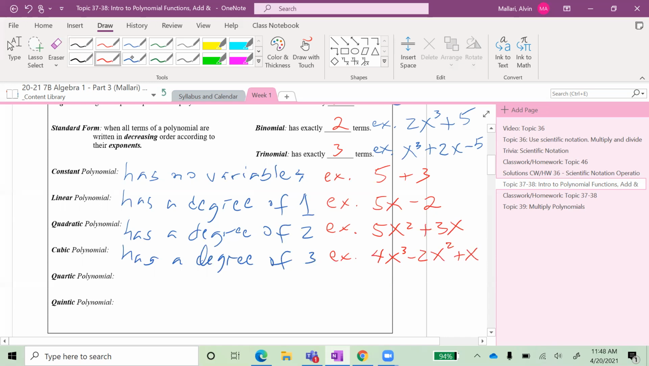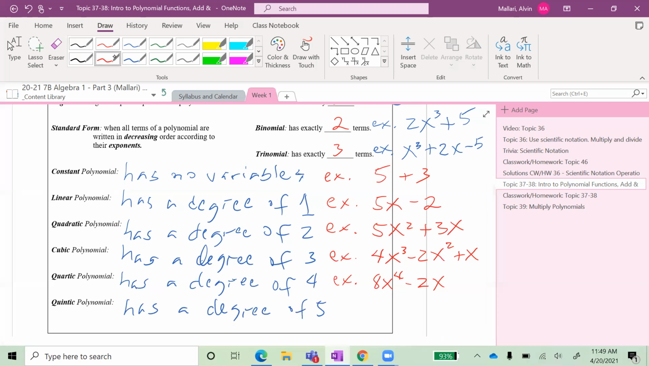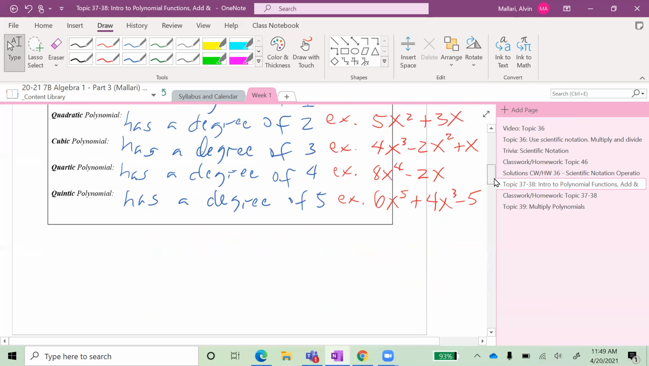Right? And then we have the quartic, which has a degree of 4. Let's have an example. Finally, we have the quintic polynomial, which has a degree of 5. Have an example. All right. Now, moving on.